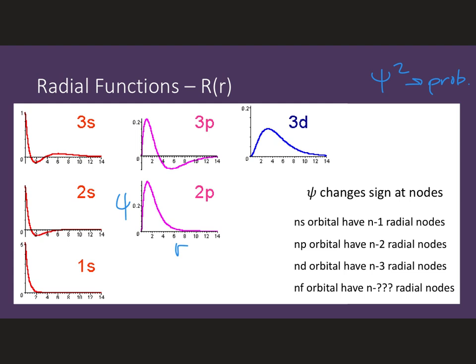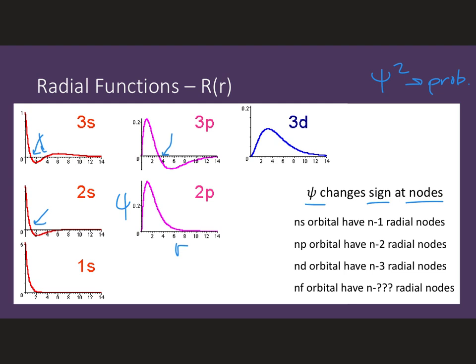Some characteristics that we see here is that the wave function can change sign, and specifically it's at these points that we call nodes. So I'll highlight one here in the 3p case. There's where we change signs. We also have one over here in the 2s. We have one here in the 3s. Actually, there's two in the 3s here. So there are some patterns that start to emerge in here.